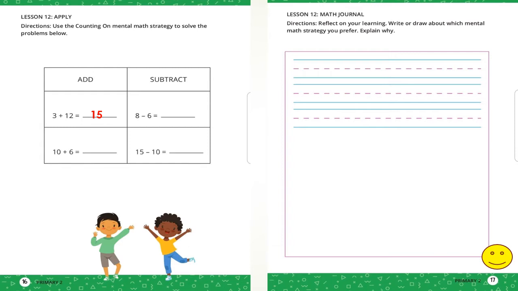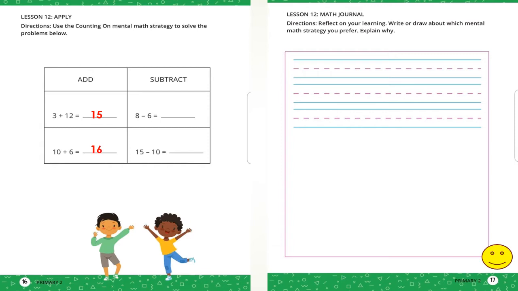The next one, 10 plus 6. The biggest number here is 10. So 10 in my mind and 6 on my fingers. After 10, 11, 12, 13, 14, 15, 16. So the result will be 16.